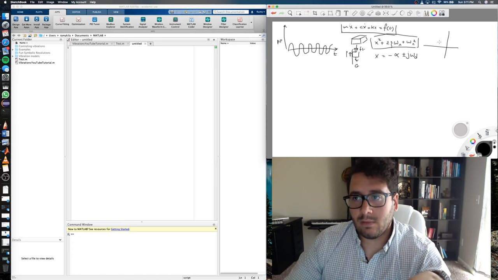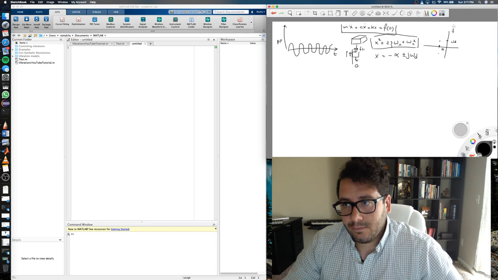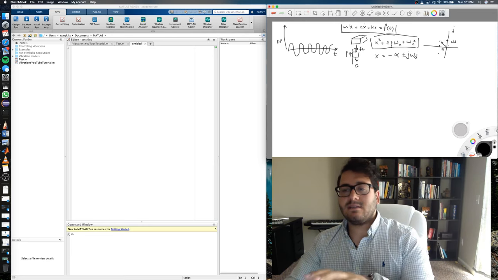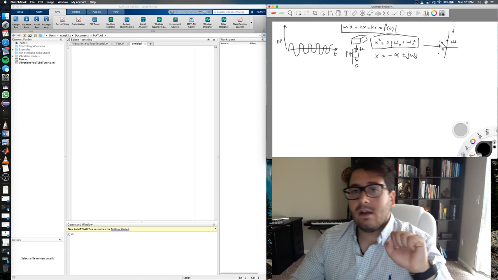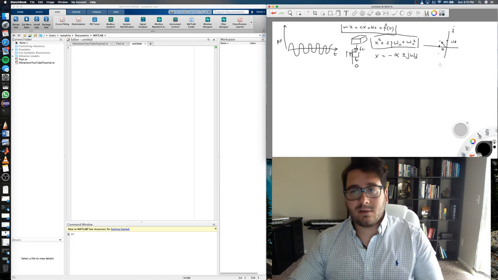I'm not going to go into much detail about it, but let's say I have the roots of my system sitting right there, and I've identified them, this being alpha and this being omega d on a complex plane. Based on my description here, I can find out tons of information about how the system reacts. And not only that, I can actually place roots in the system that help me control it.